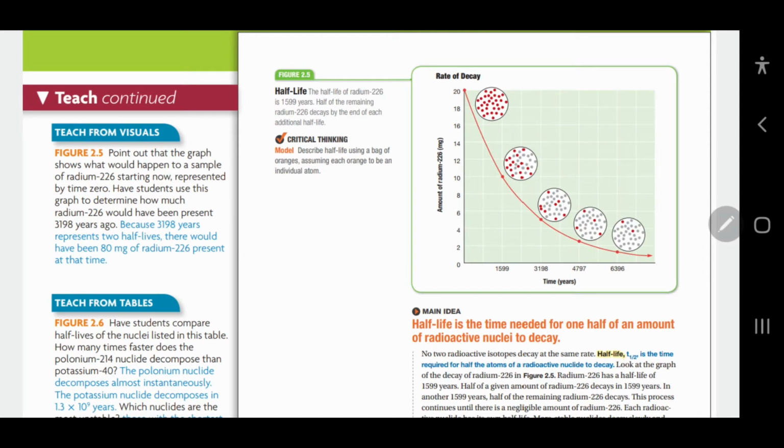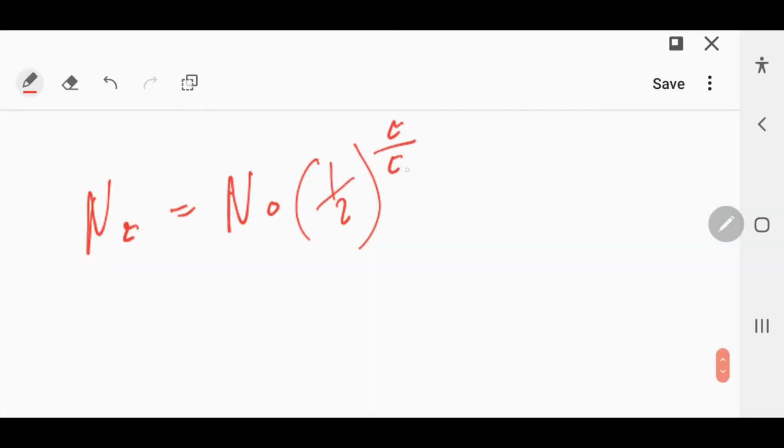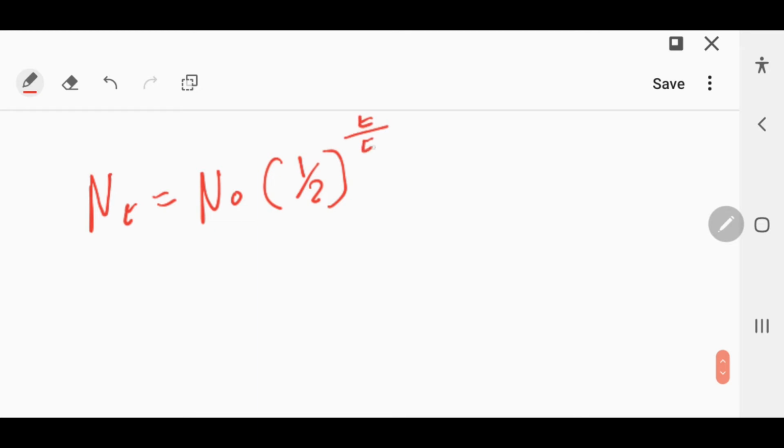We also discussed the half-life, and remember guys that in this video we are just talking about the main points we discussed already in our chapter. And half-life could be calculated by using Nt equals N node times half to the power t over t half.